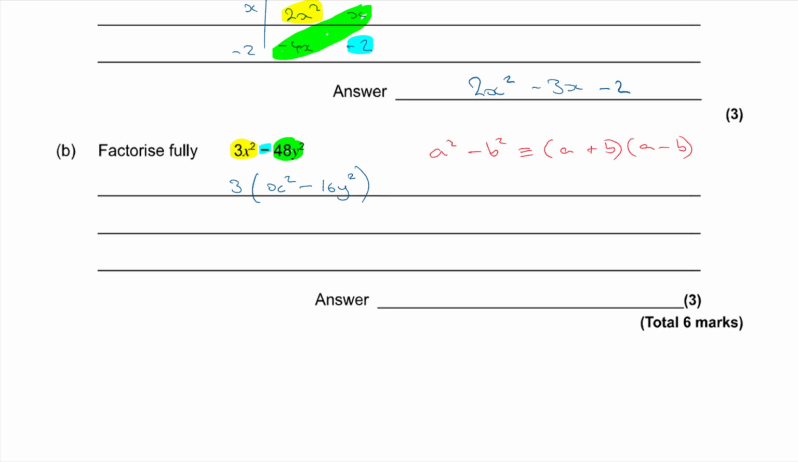Okay, and then using my identity, I just need to square root those two squares that I'm finding the difference of there. So the square root of x squared is x, and the square root of 16y squared is 4y. So I'm going to get 2 brackets, x plus 4y, x minus 4y, like that. So that's my final answer, 3(x + 4y)(x - 4y).